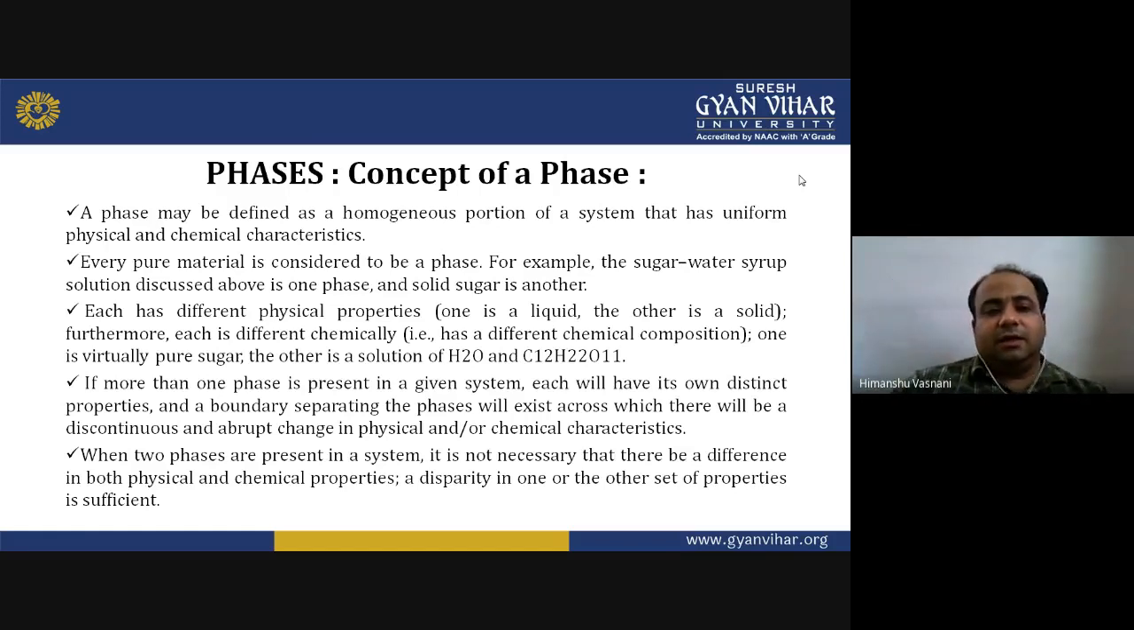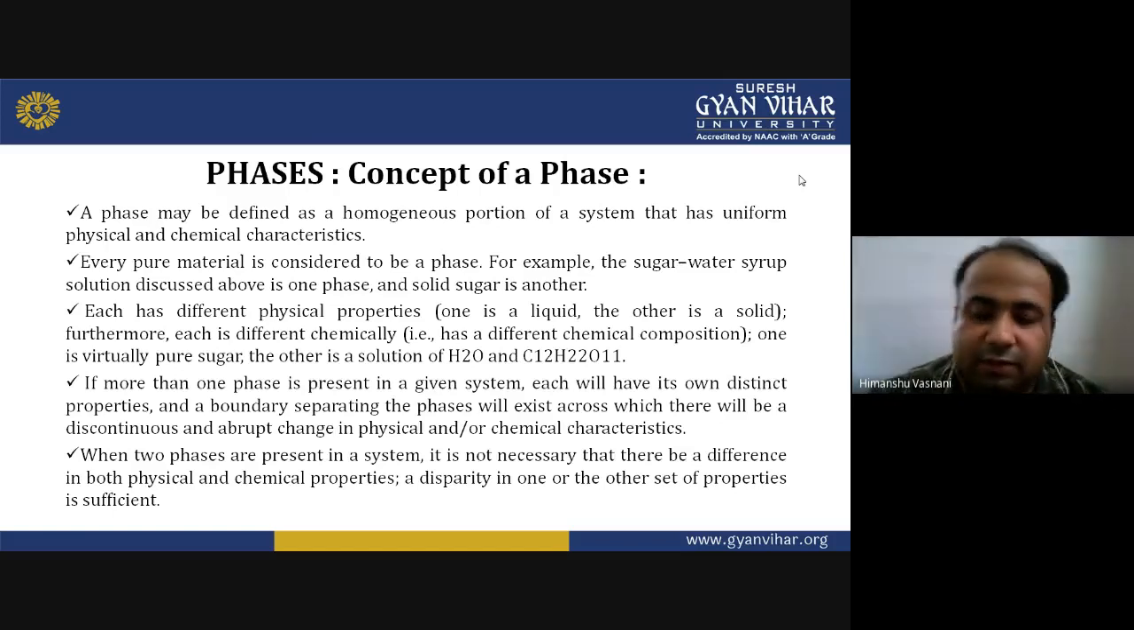Now, if more than one phase is present in a given system, each will have its own distinct properties and a boundary separating the phases will exist, across which there will be a discontinuous and abrupt change in the physical or chemical characteristics. When two phases are present in a system, it is not necessary that there will be a difference in both physical and chemical properties. A disparity in one or the other set of properties is sufficient.